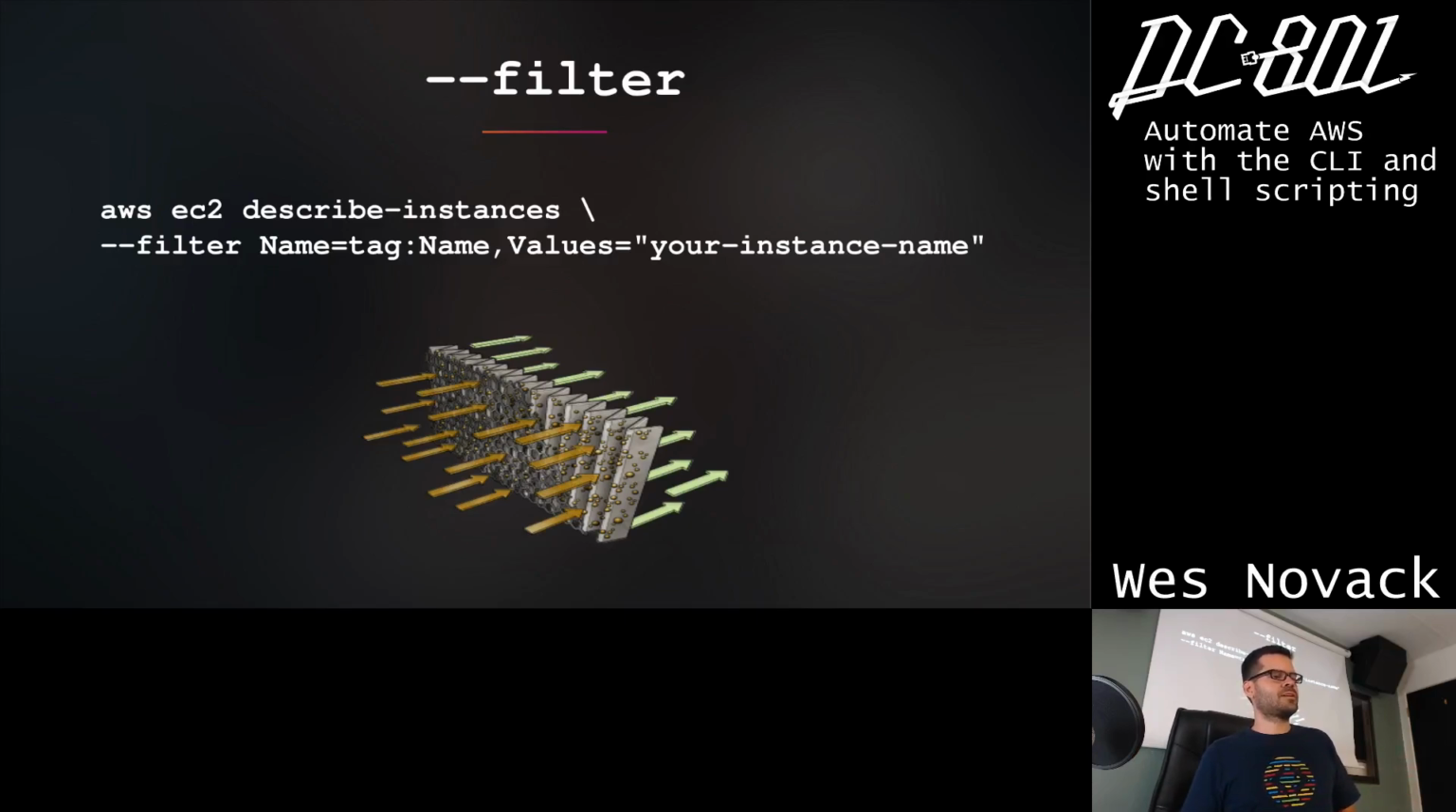In this case, I'm filtering by a tag of Name, and as you can see in the values equals, you can put your instance name in there. So if you know the name of your EC2 instance, the friendly name that you've given to it, but you don't know the instance ID, you can get information about it using filter and specifying the name this way.